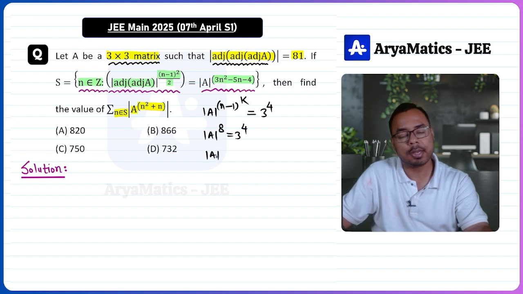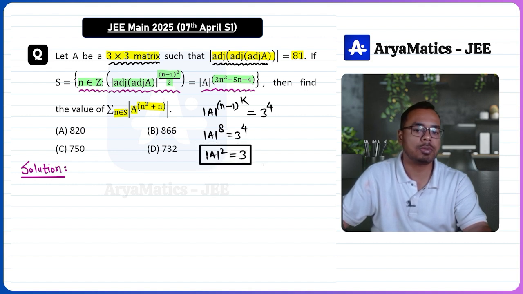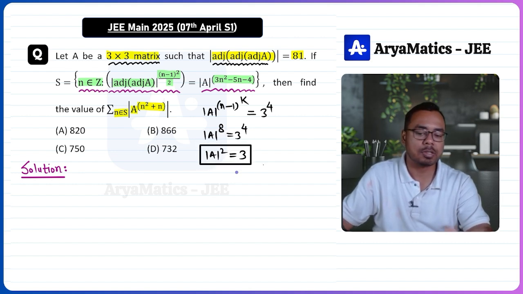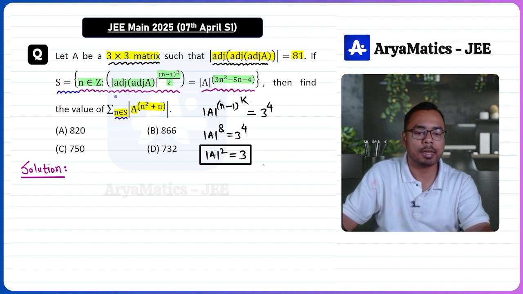So from here you can write determinant of A as plus minus root 3, or determinant of A square as 3. So that will be the determinant of given matrix A. Determinant of A is plus minus root 3 and determinant of A square is 3. Now let us try to find the value of n using this equation, right? Let us try to find the set S, because n belongs to this set S. So now let us try to find S.